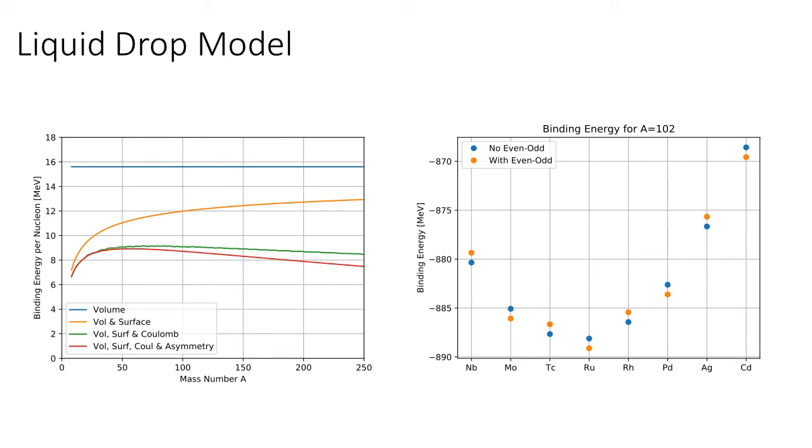That's why there's a trough of stability in the middle of our chart of nuclides. However, the even-odd effect shows. A of 102 is even, so you can have an even number of neutrons and protons as you do in ruthenium, and it's a little bit more bound than it would have been without the even-odd effect. But on either side, rhodium and technetium have an odd number of neutrons and protons to make up the even total, and they move up from this line, and so they're less bound.